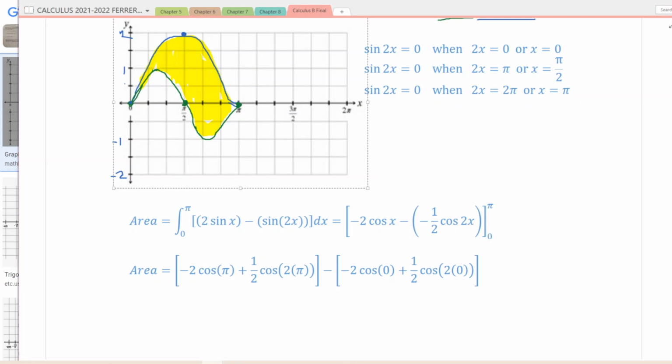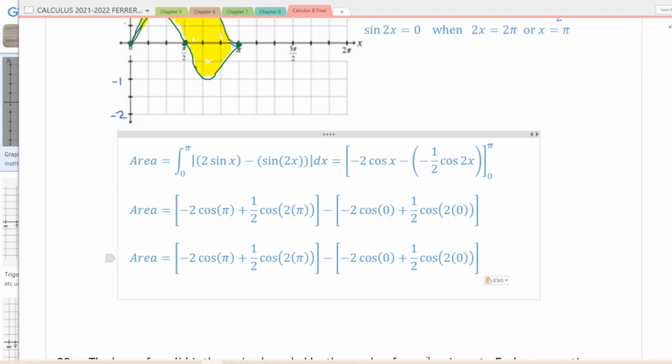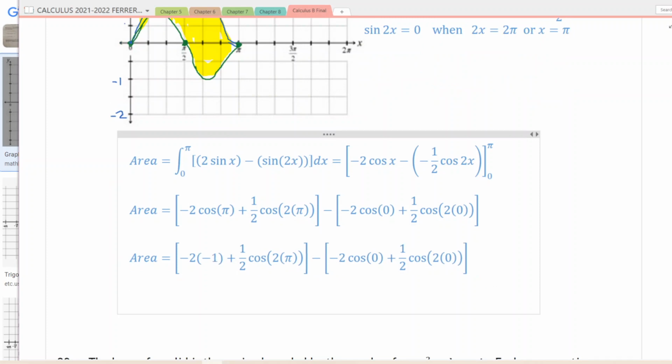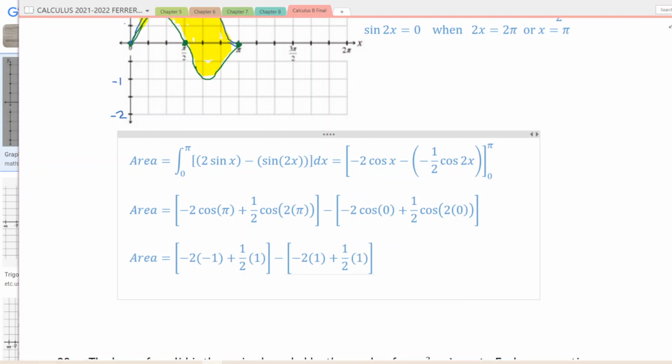Great. Let's take this and let's evaluate our trig functions. See, cosine of pi is negative 1. And now cosine of 2 pi is 1. Moving on to the next subtrahend, the cosine of 0 is 1. And then over here, 2 times 0 is also 0. And the cosine of 0 is still 1. Now we'll do some multiplication.